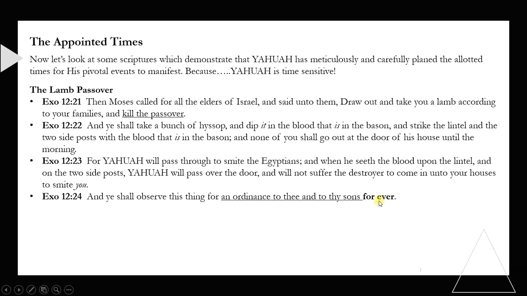Notice that Yahuwah says this is when this event is going to take place. Passover. Not before, not during Feast of First Fruits. It's not the last week of unleavened bread. This is going to happen during Passover, and it will stay this way. This is a law. It's an ordinance to thee and to thy sons forever. Are you catching that? Time sensitive. Yahuwah is time sensitive.